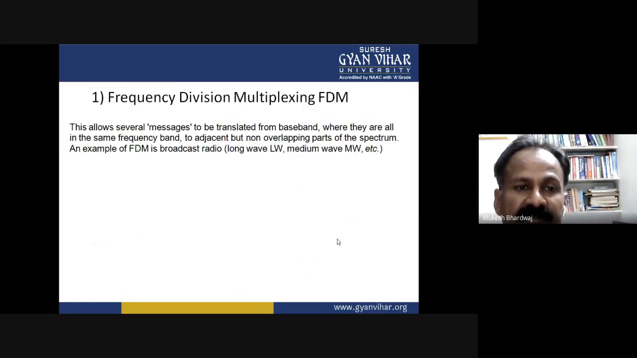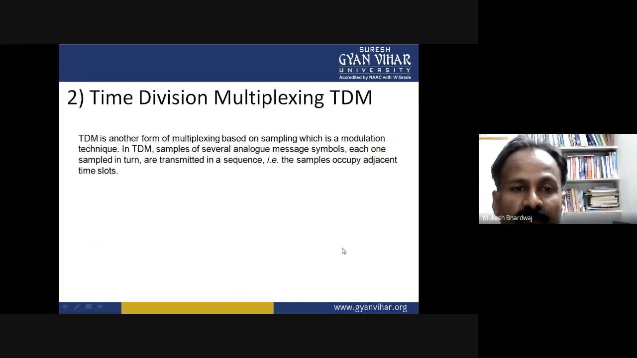Frequency division multiplexing allows several messages to be translated from baseband, where they are all in the same frequency band, to adjacent but not overlapping parts of the spectrum. An example of FDM is broadcast radio: long wave, medium wave, short wave, etc. Time division multiplexing is another form of multiplexing based on sampling, which is a modulation technique. In time division multiplexing, samples of several analog message signals, one sample from each in turn, are transmitted in sequence. That is, the samples occupy adjacent time slots.